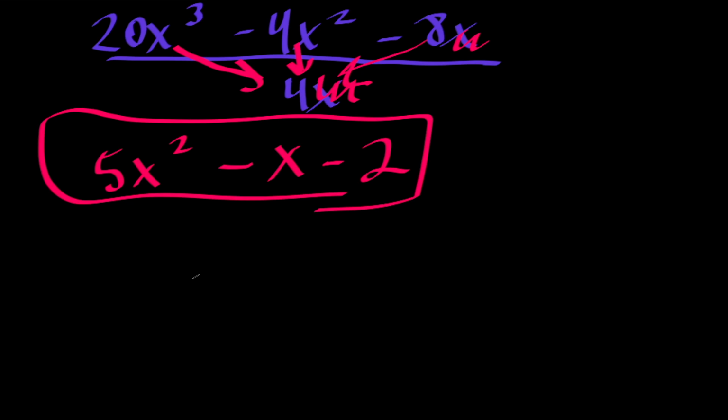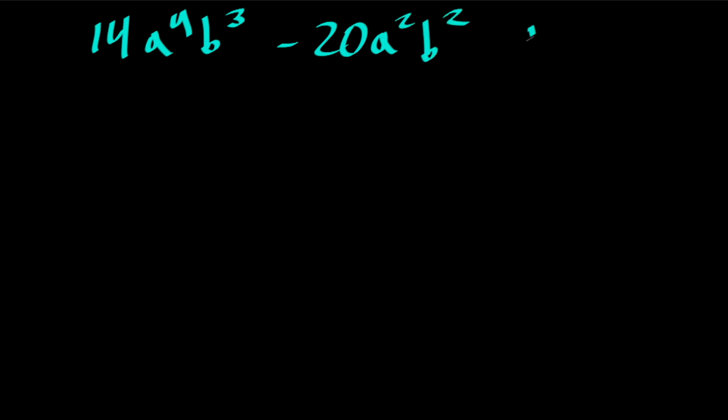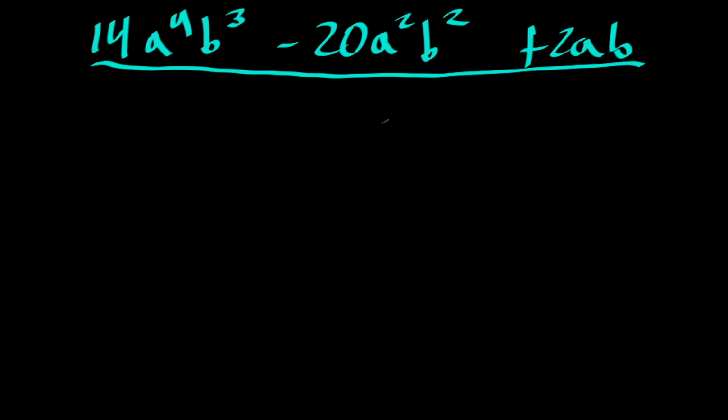All right, so now let's look at another one, and we're going to make this a little bit more complicated, just because we're going to add in multiple variables, but this will probably be the last one we do. So just stay with me for a second. Let's say I want to do 14a to the fourth b to the third minus 20a squared b squared plus 2ab all over 2ab.